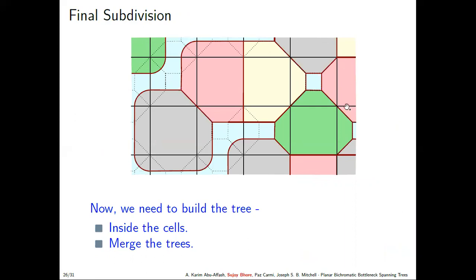We started with this square grid, and then slowly, after doing all of this cell partition procedure, we reached a stage where we have a partition like this. Now our objective is to build the actual tree. There are two steps that we will be using to build the tree. One, we want to build the tree first inside each of these cells, and then we want to merge these trees to find a whole connected solution.